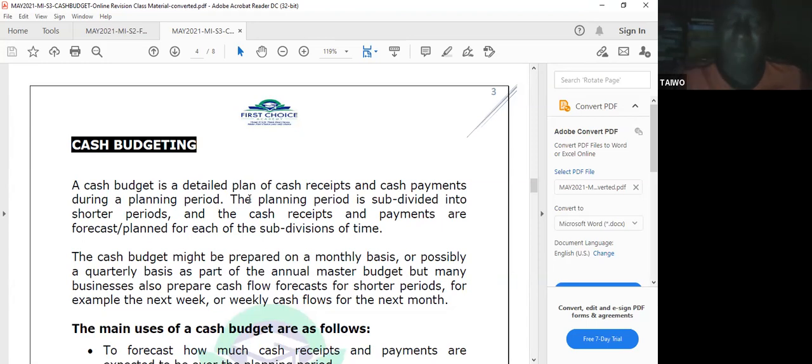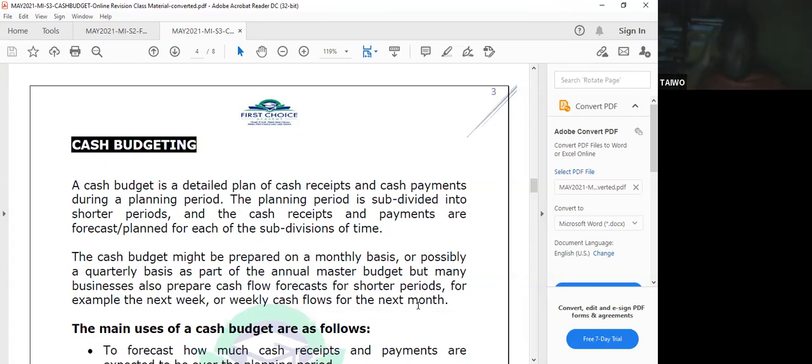Now, the planning period is subdivided into shorter periods, and the cash receipts and payments are forecast or planned for each subdivision of time. The cash budget might be prepared on a monthly or possibly a quarterly basis as part of the annual master budget. But many businesses also prepare cash flow forecasts for shorter periods, for example, the next week or weekly cash flows for the next month.